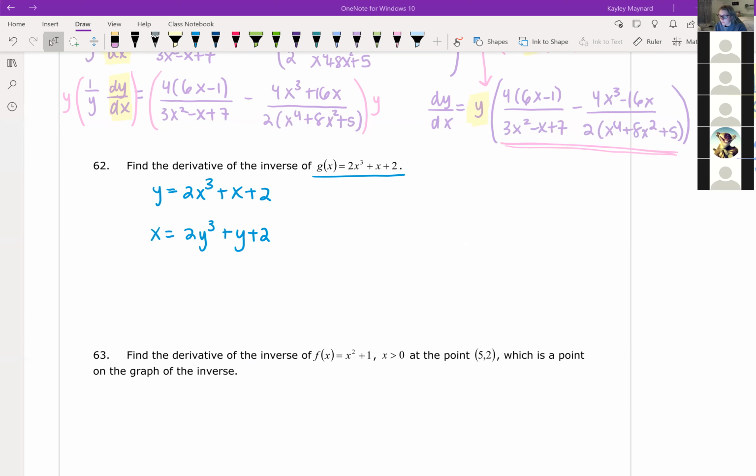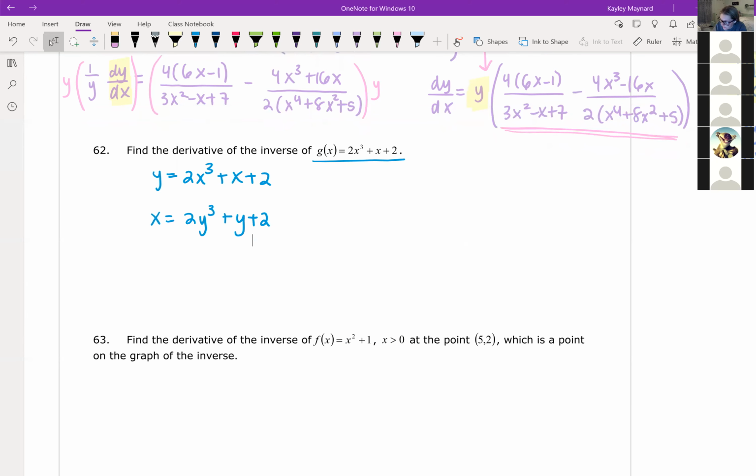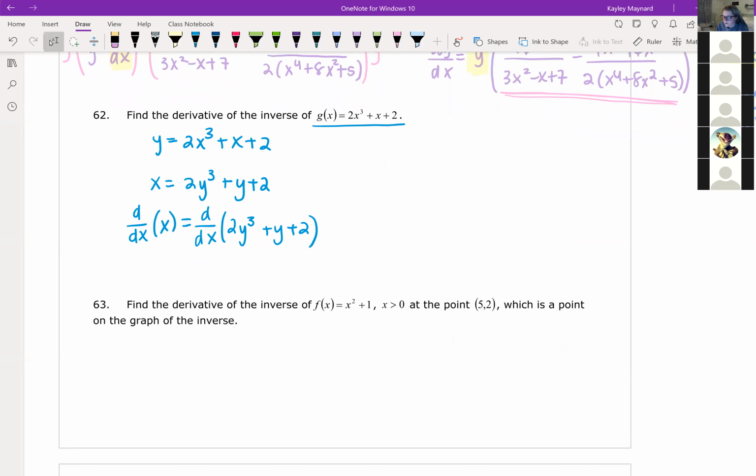Okay. So like I said, for this problem, you switch the x's and the y's. And then your next step is to take the derivative of everything. Because we're taking the derivative with respect to x and we have y's on the other side, we will have to implicitly differentiate. Actually, this is a good example for the question that was just asked. The derivative of the left-hand side is just going to be 1.